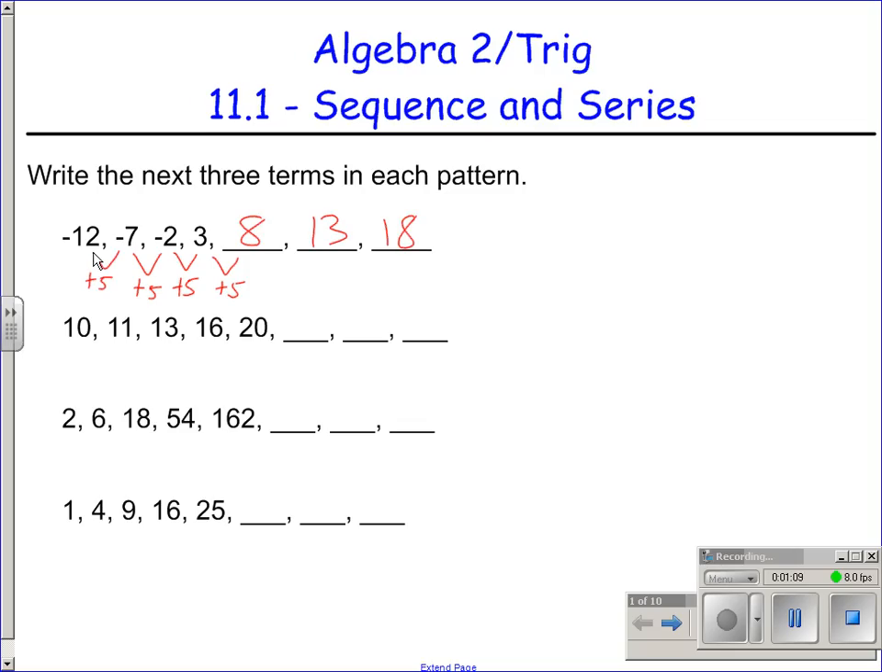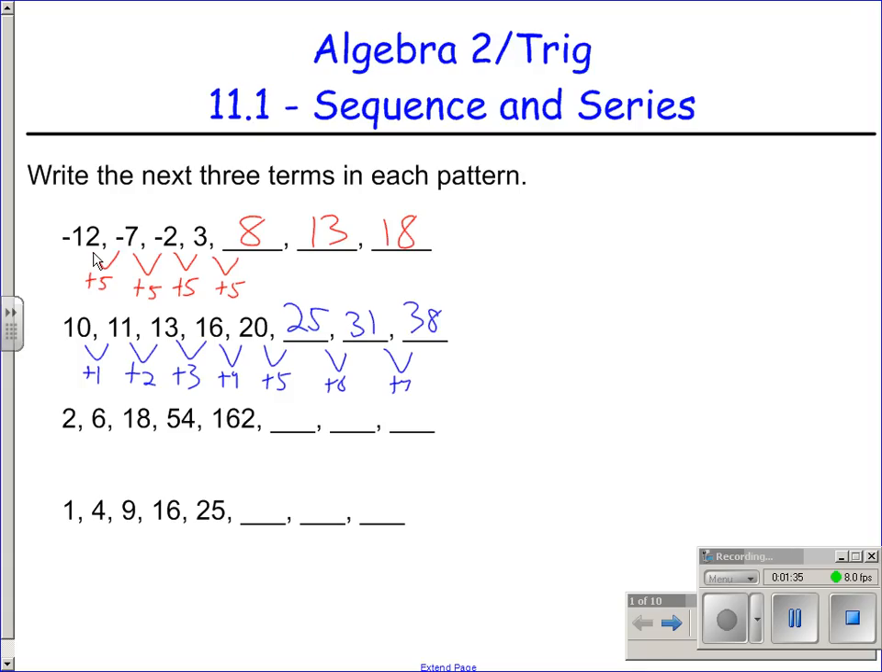For the next one, we are adding 1. To go from 11 to 13, adding 2. 13 to 16, you're adding 3. Starting to see a pattern: add 4. So if this pattern continues, we should be adding 5 to put us at 25. Add 6, 31. Add 7, 38.